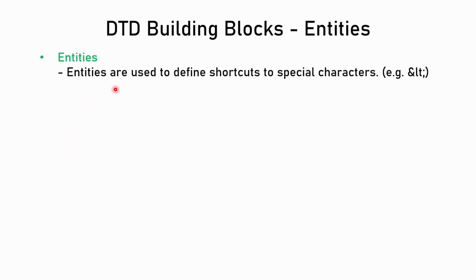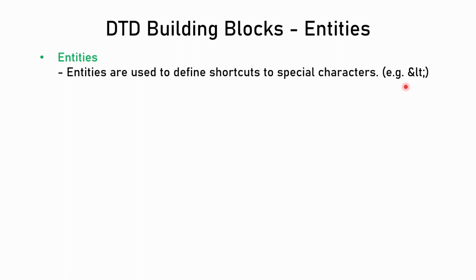So we already know what entity means. An entity is basically used to define shortcuts to special characters. So if you remember from our last lecture, we had some built-in entities. For example, &lt; replaces the angle bracket sign, that is the starting angle bracket sign, right?